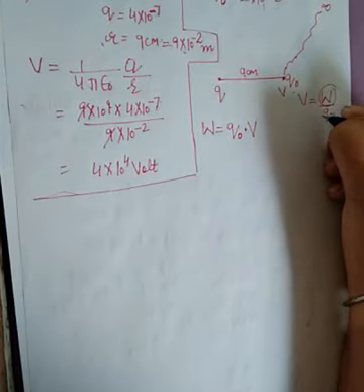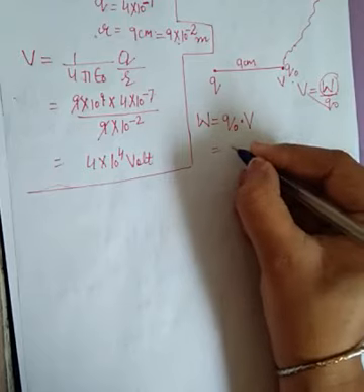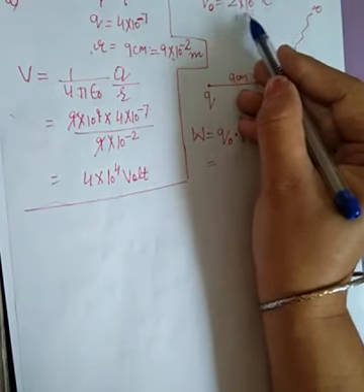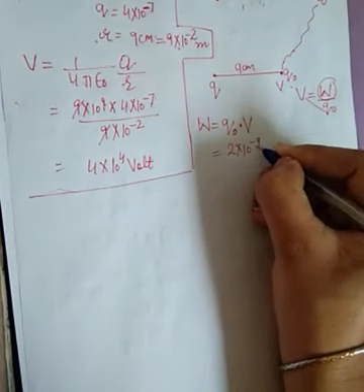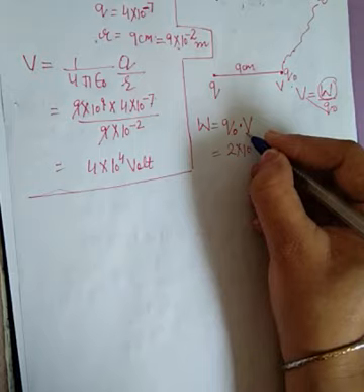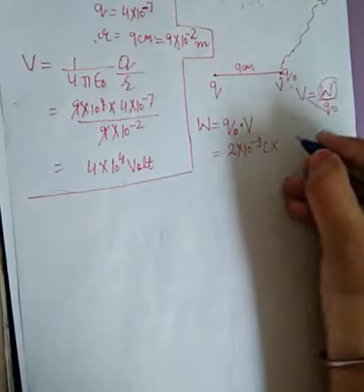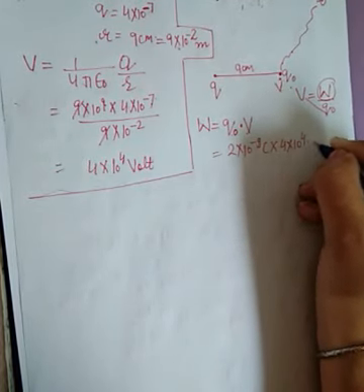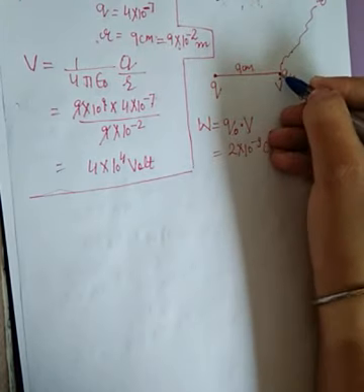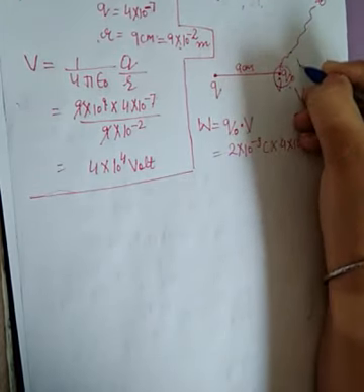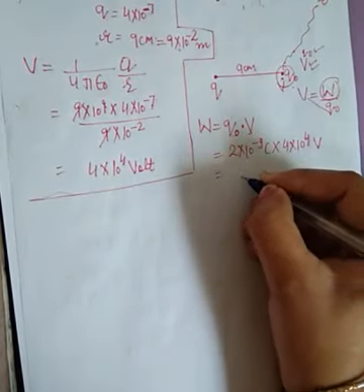So what will be work done? Charge into potential difference, Q naught into V. What is Q naught? Q naught is 2 into 10 raised to the power minus 9 coulomb. What is V? V is potential at its location. We have already calculated 4 into 10 raised to power 4 volt. Charge is located, we have calculated its potential 9 centimeter away. It means at this location potential is known. Charge being brought is known. So multiplying this we can get the result.